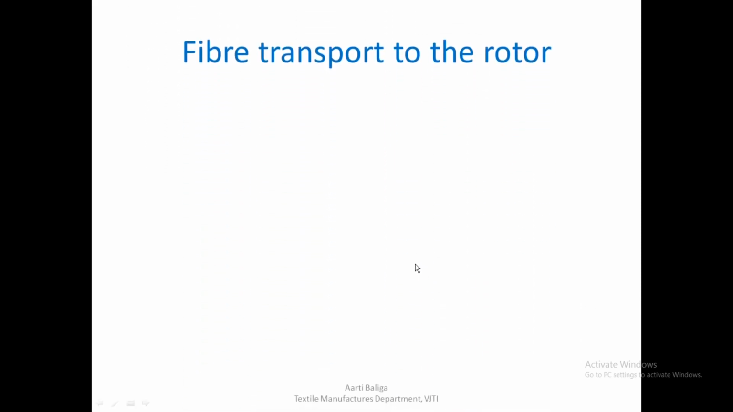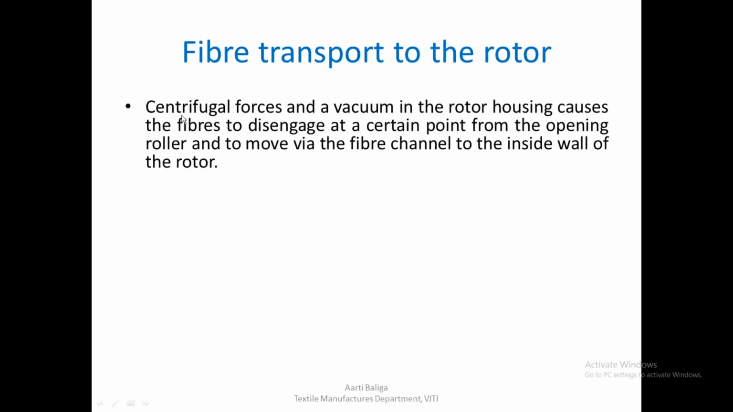Fiber transport to the rotor. So how do the fibers get transported to the rotor? Centrifugal forces and a vacuum in the rotor housing cause the fibers to disengage at a certain point from the opening roller. Because of centrifugal forces, and because vacuum is applied to this rotor box, the entire rotor box, the air will help in disengaging the fibers from the opening roller, and they are helped to move towards the fiber channel into the inside wall of the rotor.